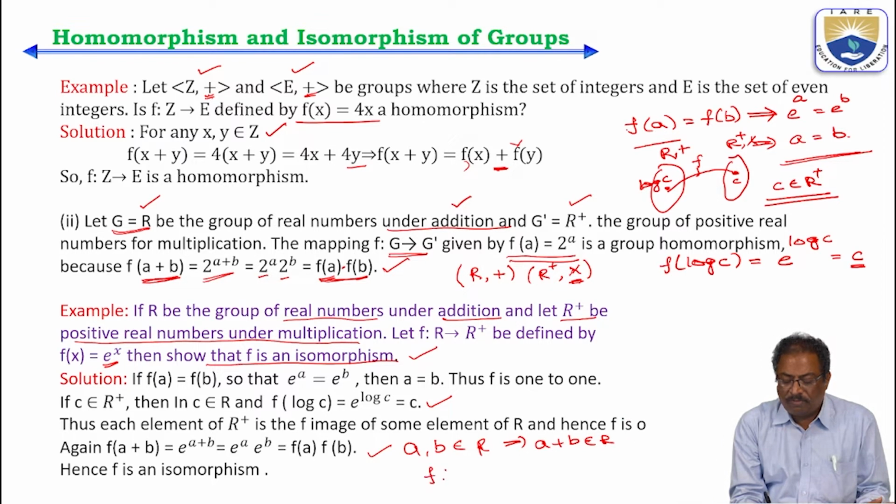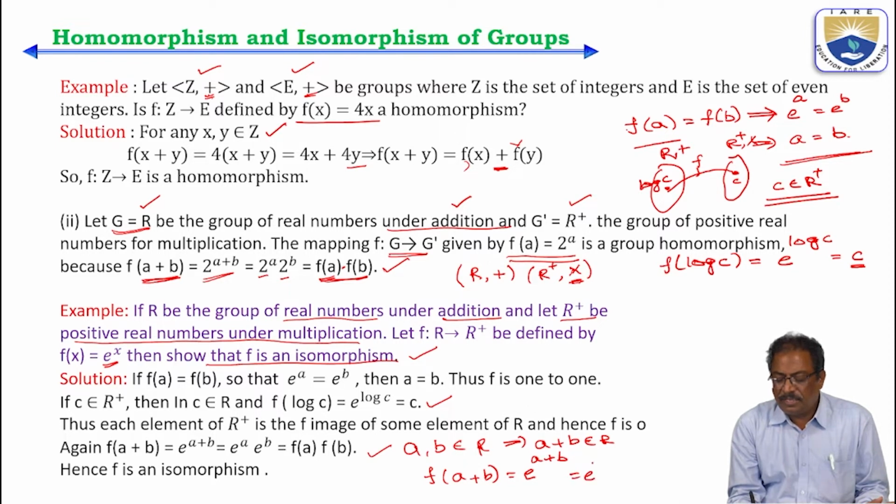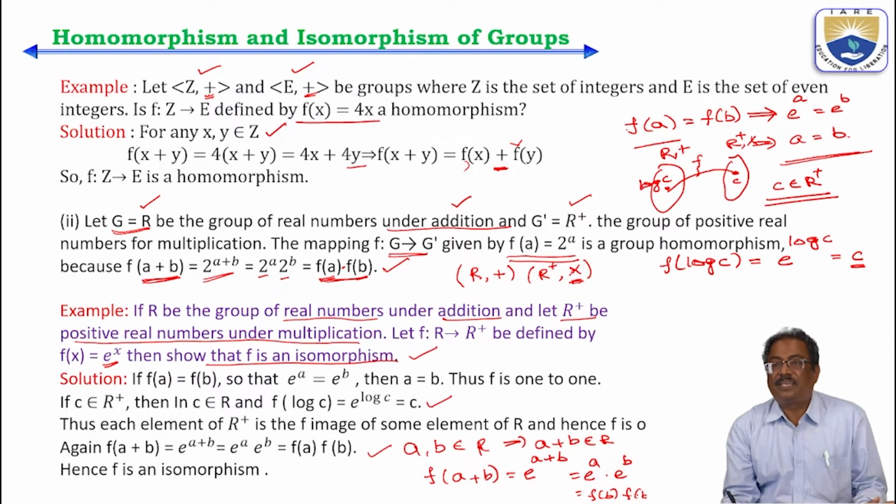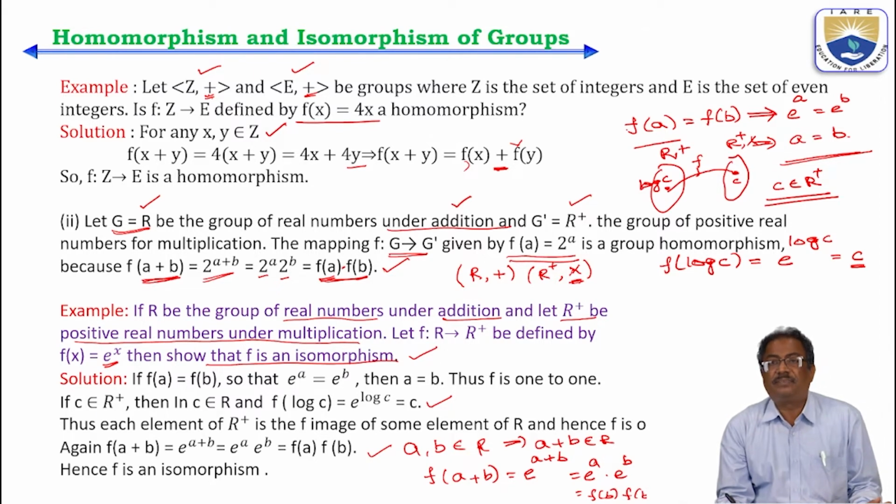Now f of a plus b equals, since f of x is e power x, e power a plus b. So it is nothing but e power a into e power b, and e power a is f of a, and e power b is f of b. So we can say that it's a homomorphism. So the function is 1-1, onto, and homomorphism. Then we can say that it is isomorphic.